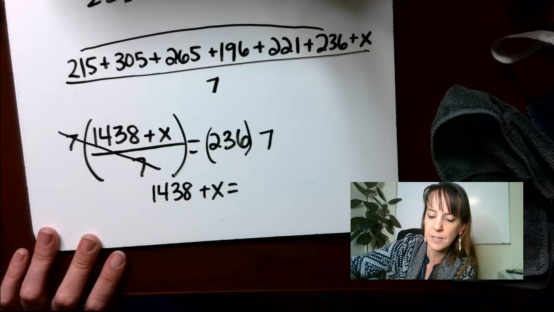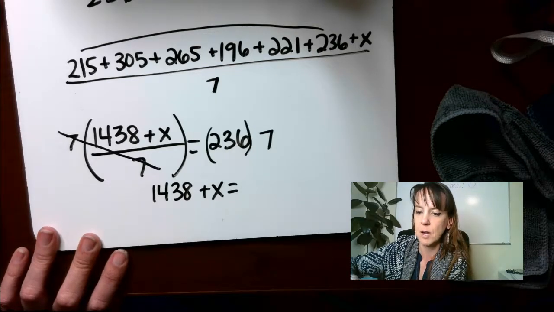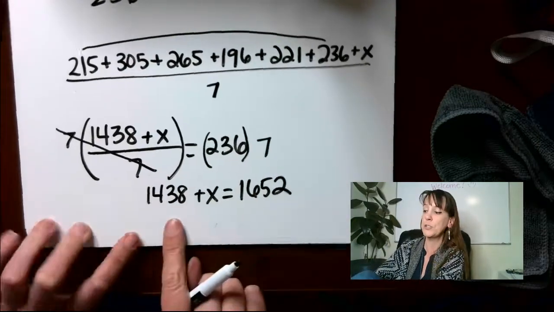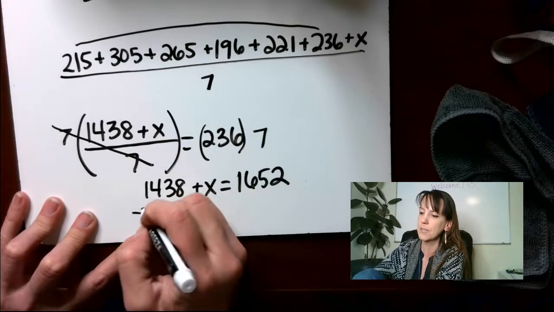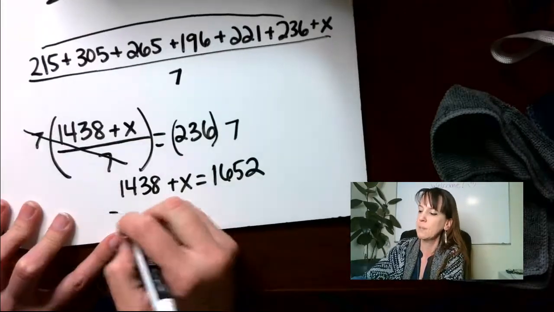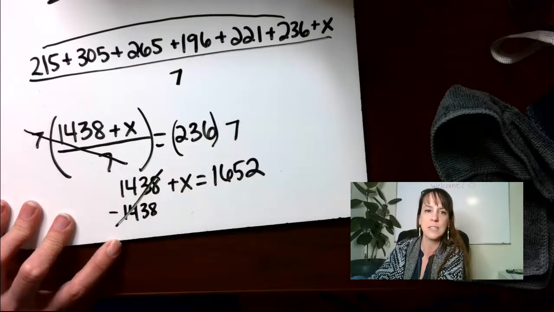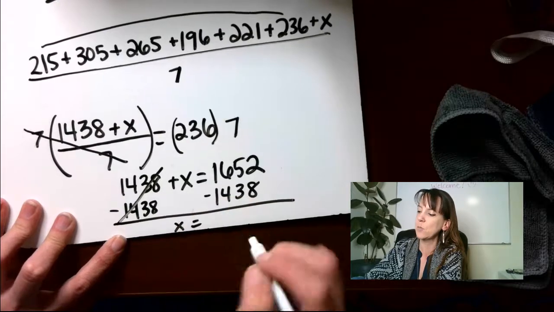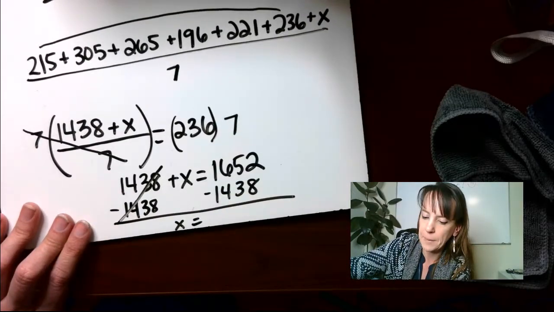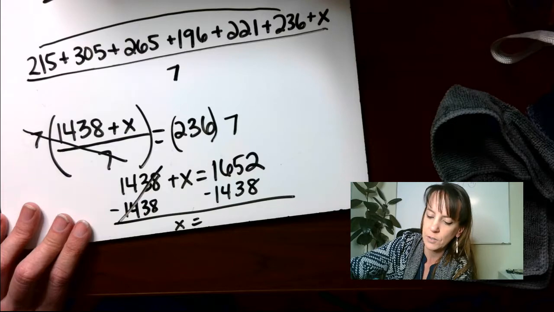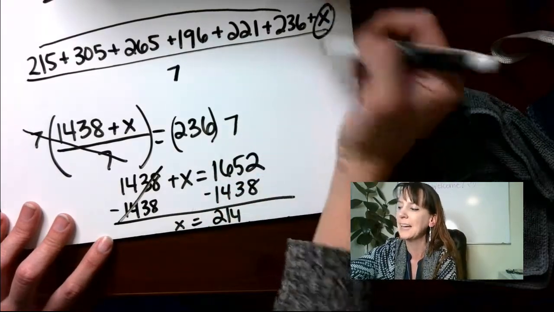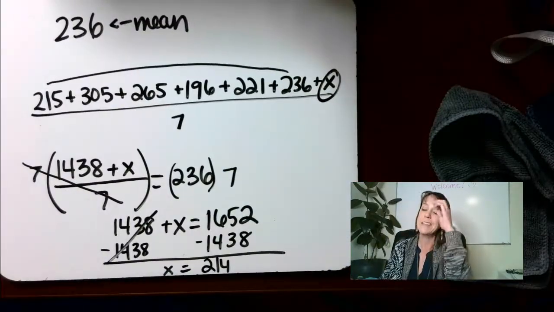236 times 7, which gives me 1652. Now, in order to solve for x, I'm going to subtract 1438 from both sides, because that cancels out. So x equals 1652 minus 1438, which gives me 214 pounds. So the last guy, that 7th linebacker, was 214 pounds. Again, this is just a refresher from lesson 26, okay?